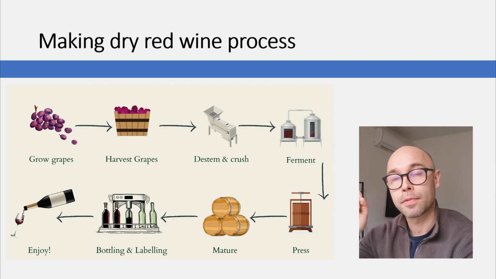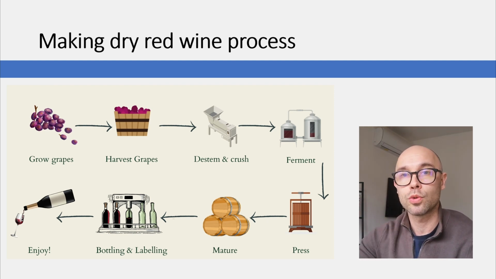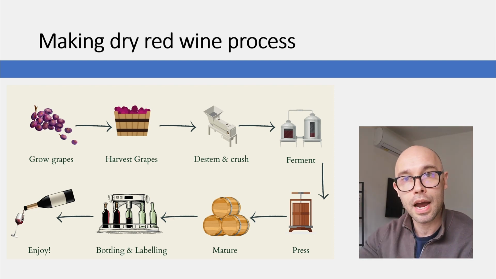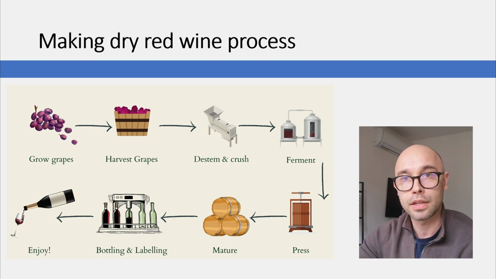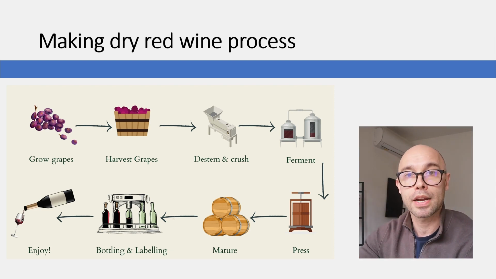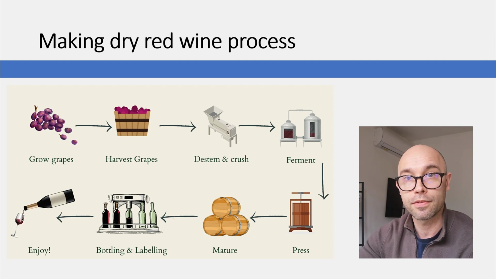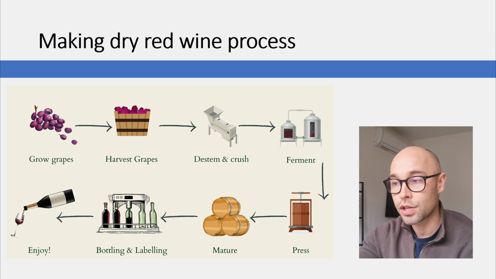Fermentation. The main thing about making red wine is to extract color and tannin. Fermentation temperatures for red wines are higher than for white and rosé. They're between 20 and 30 degrees, and these high fermentation temperatures help with the extraction of color and tannin from the skins.